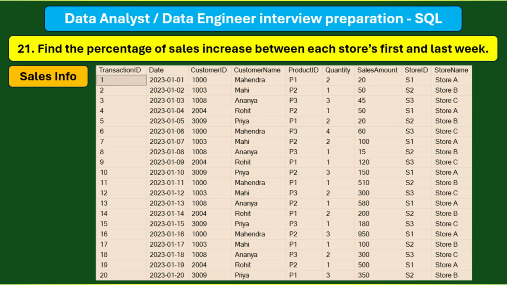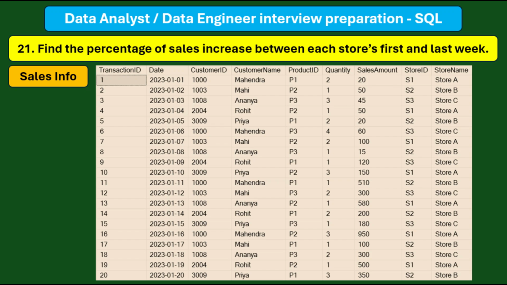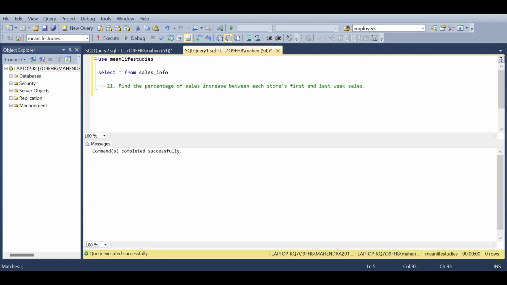In this video, we are going to solve one more SQL problem as part of data analyst or data engineer interview preparation. That is question number 21. Find the percentage of sales increase between each store's first and last week's sales. It is given sales information that you can see here.